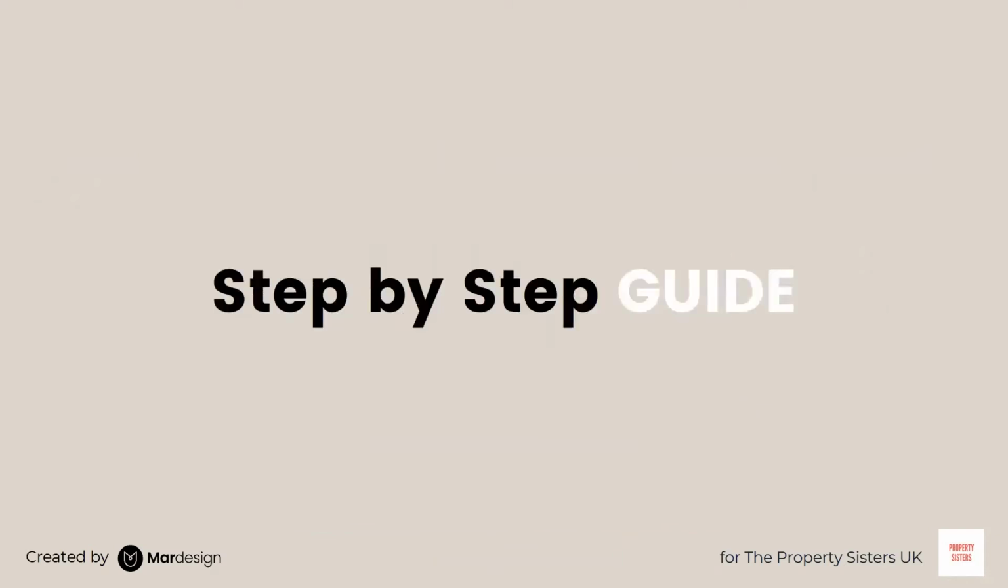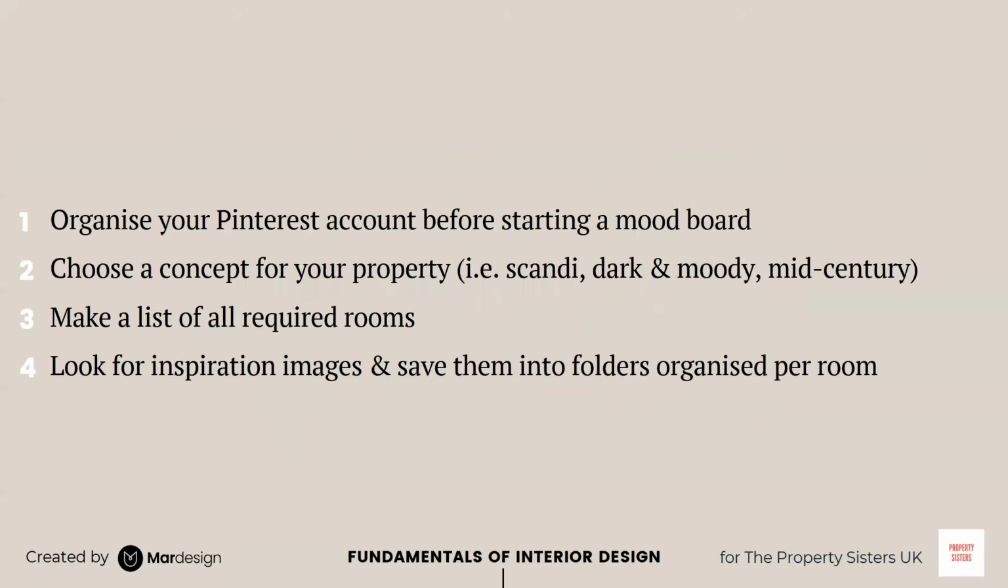But before that, we need to go through the step-by-step guide that I always use in any of my mood boards, and that will make your design process so much easier and fun as well. So first, organize your Pinterest account before starting any mood board or any projects, and this should be organized per themes. So for example, you could have furniture, lounge spaces, bedrooms, lighting, gardens, whatever you want and however you want to organize. Then choose a concept that will set the design direction and provide you with clarity so you know exactly what you're looking for.